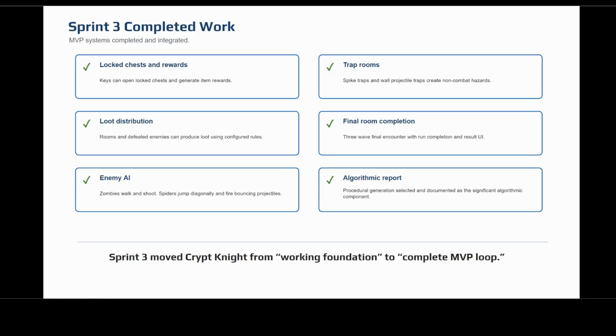Sprint 3 also included the significant algorithmic component report, where procedural dungeon generation was formally documented as the algorithmic centerpiece of the project. The work in Sprint 3 was originally slated to be 10 points of work, but after the algorithmic report was added in as a 1 point story, it went up to 11. All 11 of the points were completed and closed out successfully during the time frame.